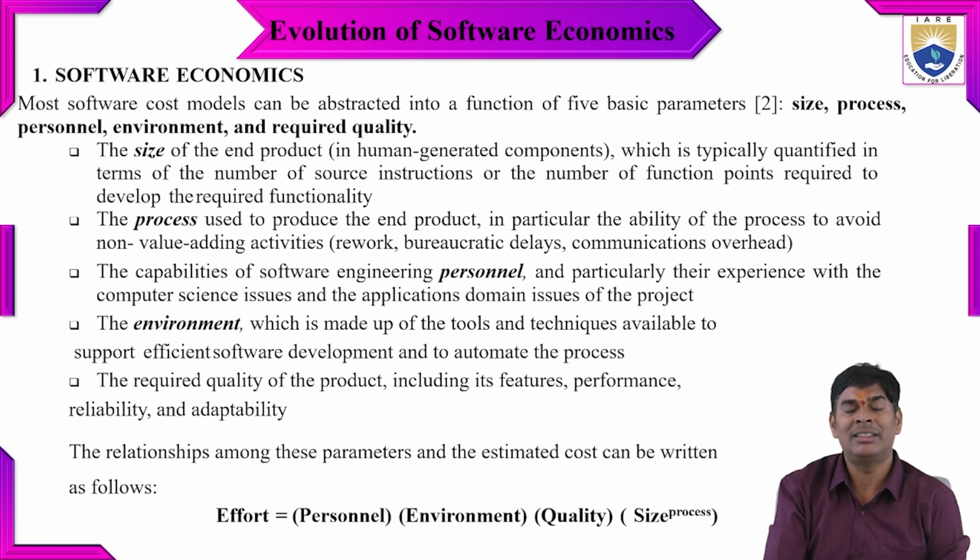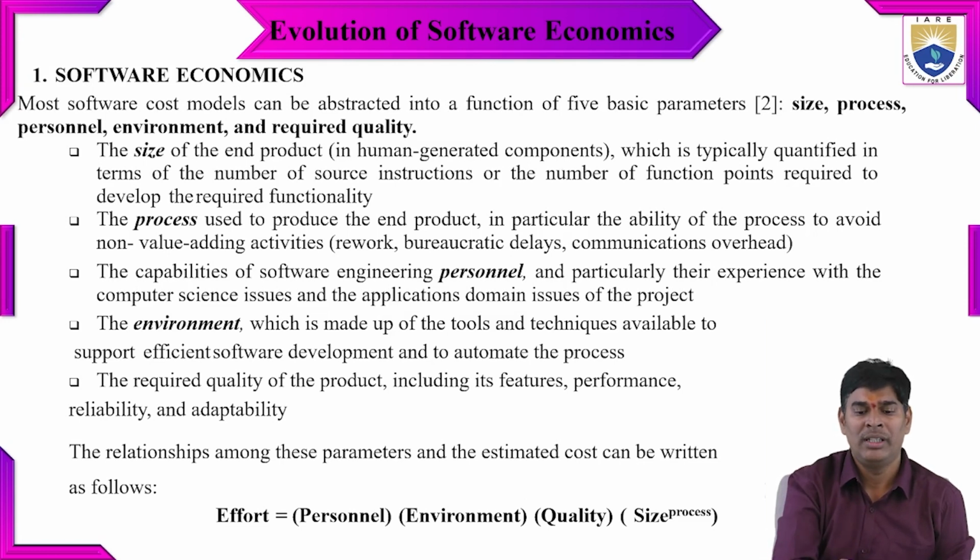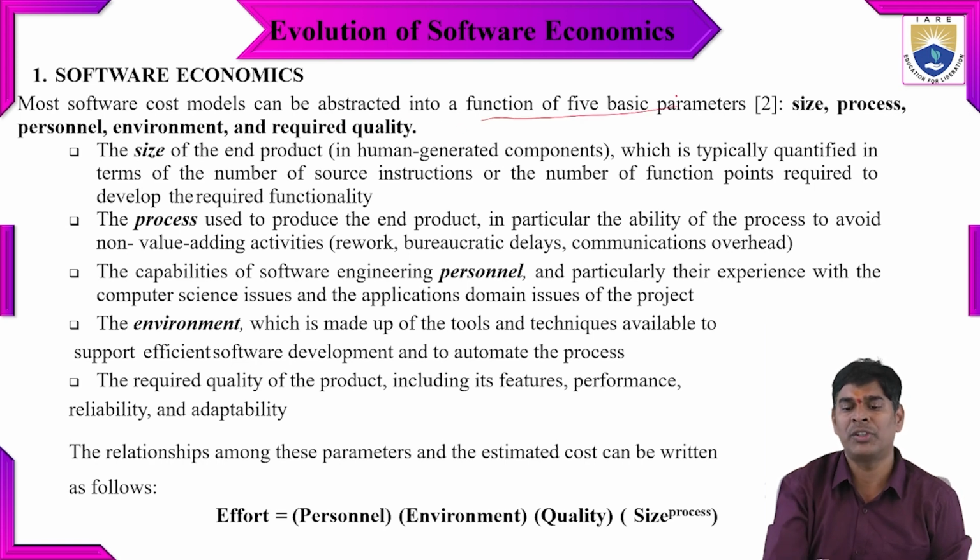Now we'll see in detail. There are some basic parameters to calculate the software cost. The software cost will mainly be impacted by direct and indirect factors. The software cost model can be abstracted into a function of 5 basic parameters, and based on these parameters they estimate the cost. One is size, next is process, next is personnel, next is environment, and the last one is quality. So here we have the size of the end product.